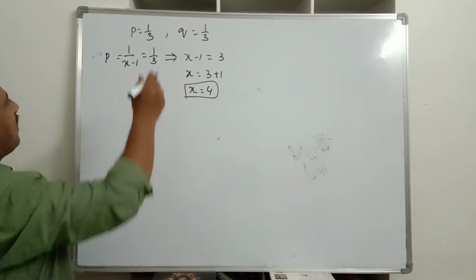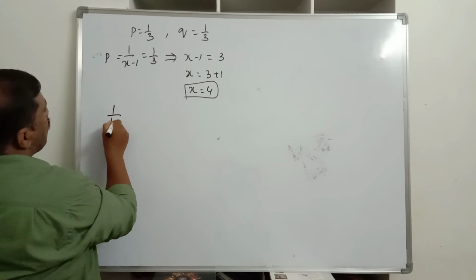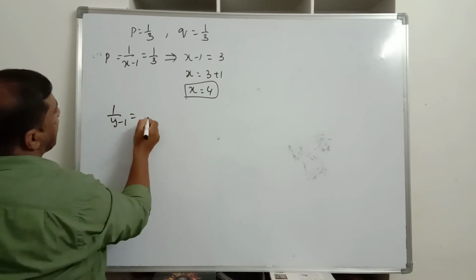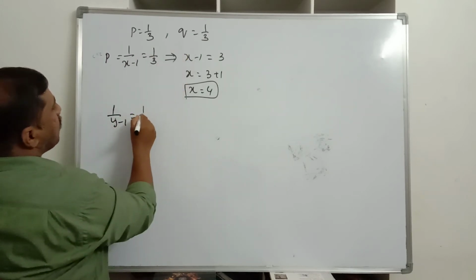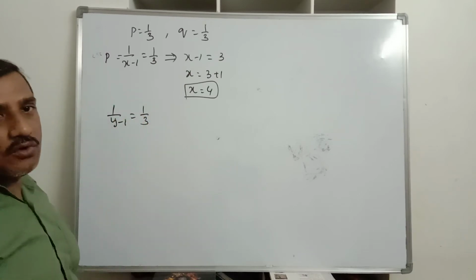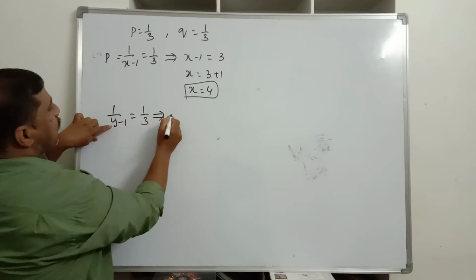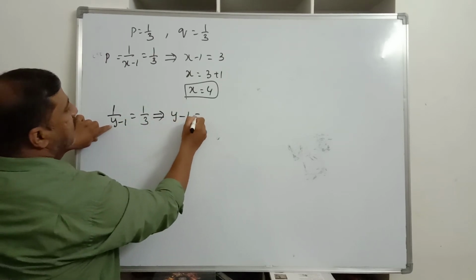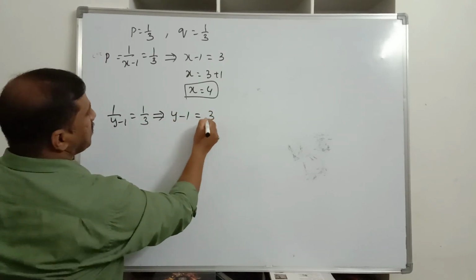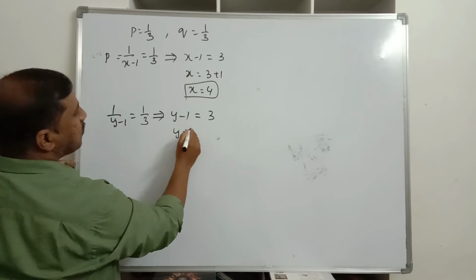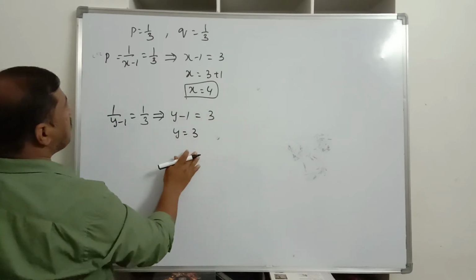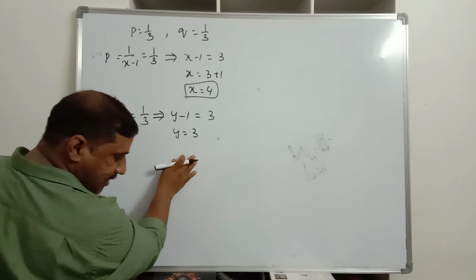Similarly, find q value. So we have taken 1 by y minus 2 is equals to q, that is equals to 1 by 3. Again by cross multiplication, we get 1 into y minus 2 is equals to y minus 2, and 1 into 3 is equals to 3. Now it is y is equals to 3. Transpose minus 2 to the other side, we will get it as plus 2.